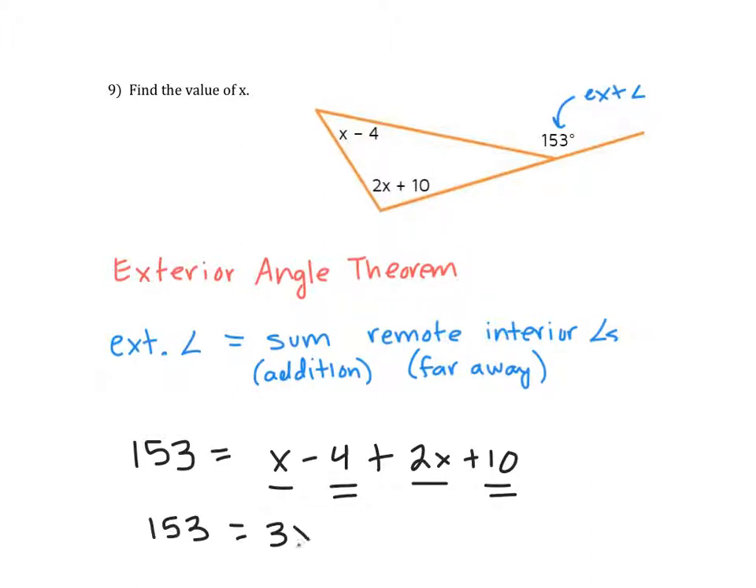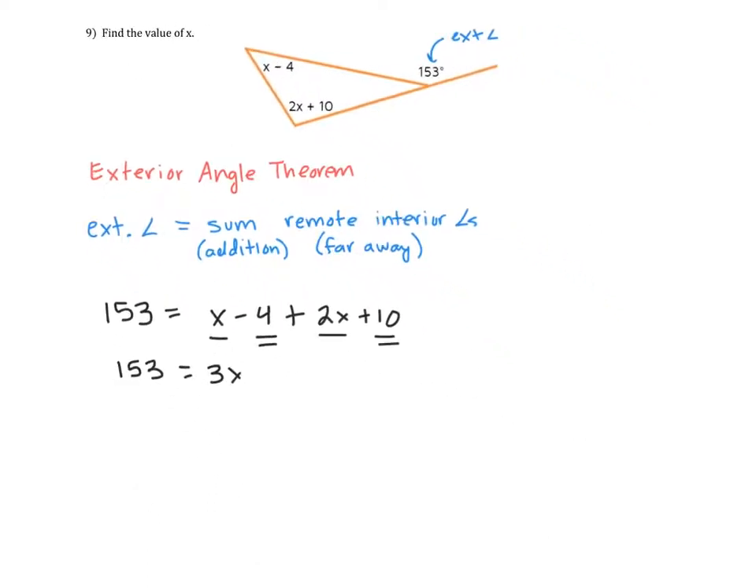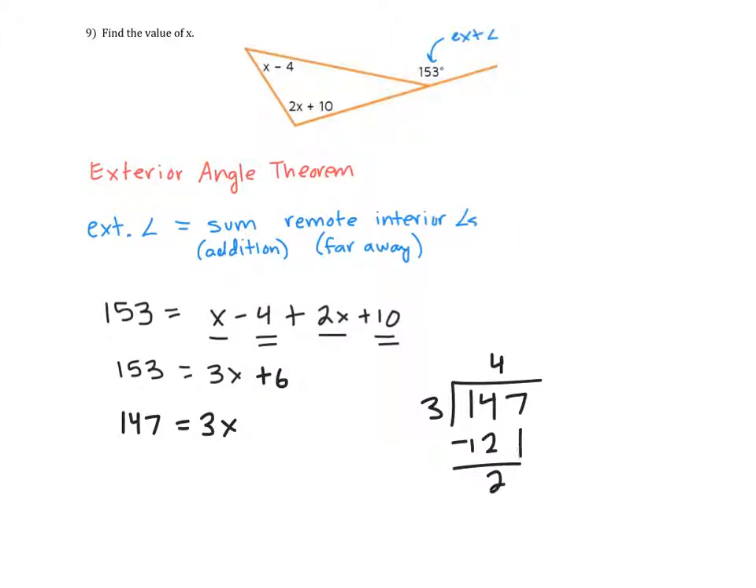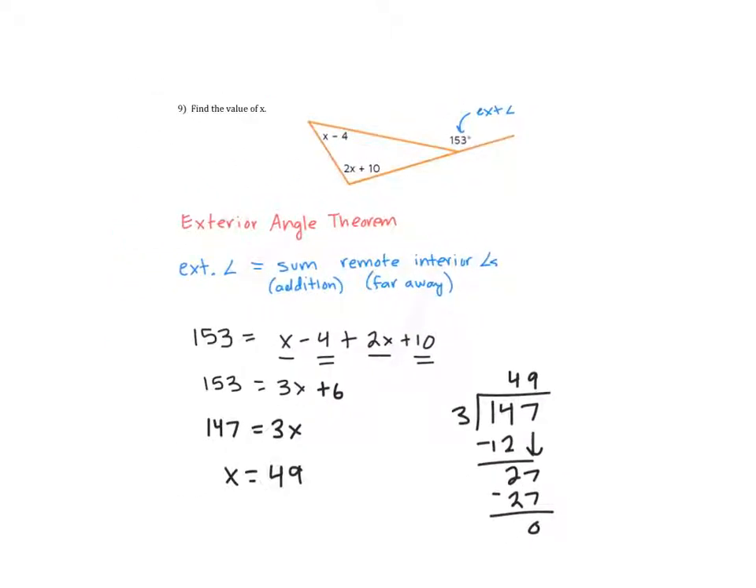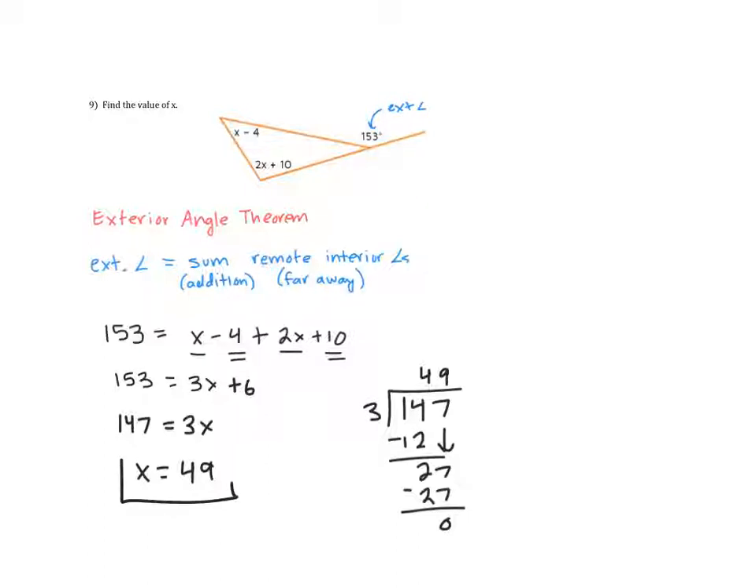So we have 3x, zoom out a little bit, plus 6. So we're going to subtract 6 from both sides. We get 147 equals 3x. And now we're going to divide by 3. So you could do a little long division on the side, and you should end up with 49. So x equals 49. Let's check the problem. They did ask us to find the value of x, so that means that we are done.